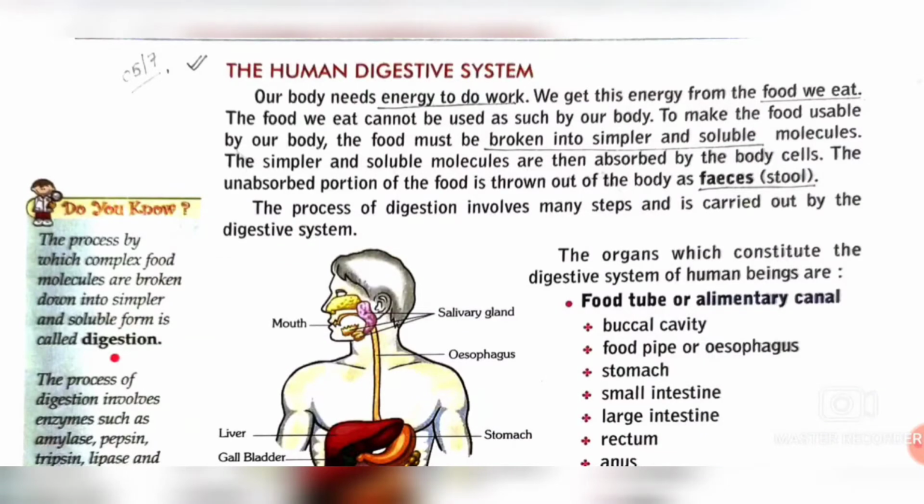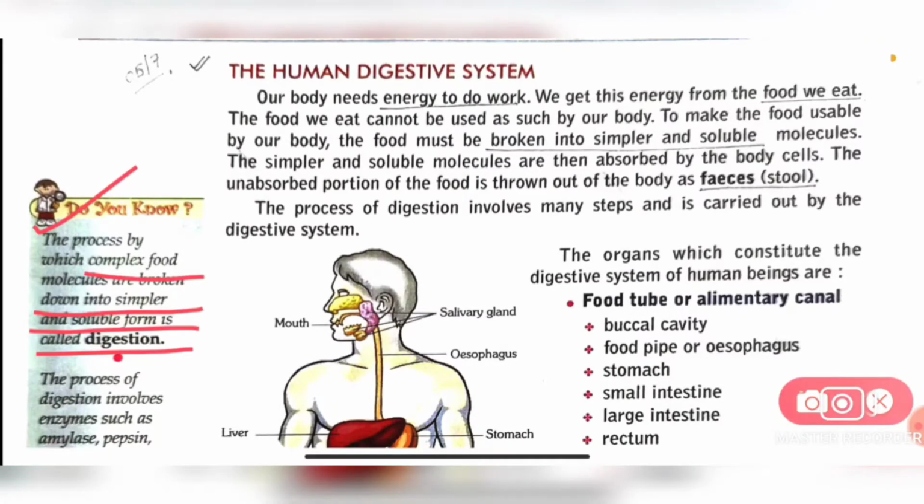We all need food to get energy. That means food gives us energy, and the food that we eat is all complex food. যে খাবারগুলো আমরা খেয়ে থাকি সেগুলো কিন্তু প্রত্যেকটাই complex food, কোনোটাই simple food নয়. Our body cannot digest this complex food directly. That's why the body breaks down these complex foods into simpler and soluble form. This process of breaking down is called the digestion process.